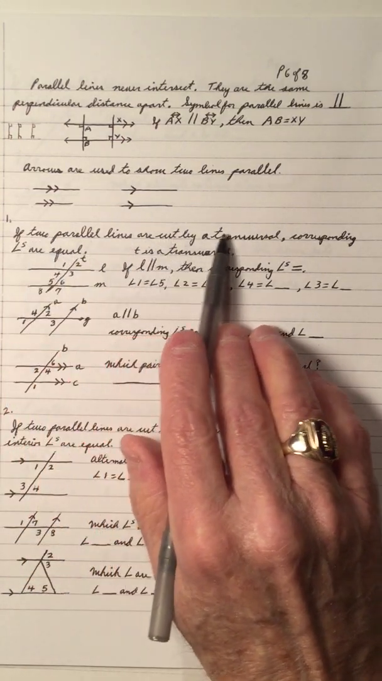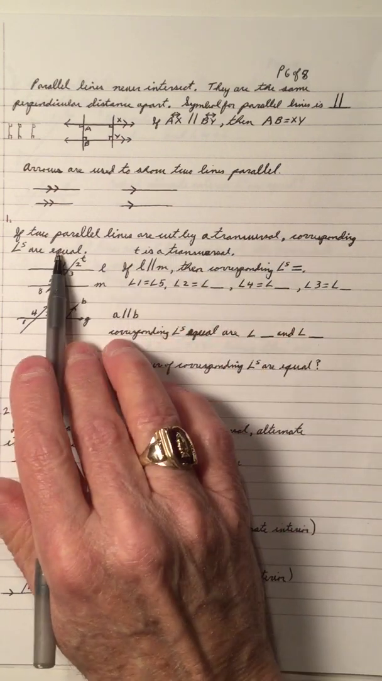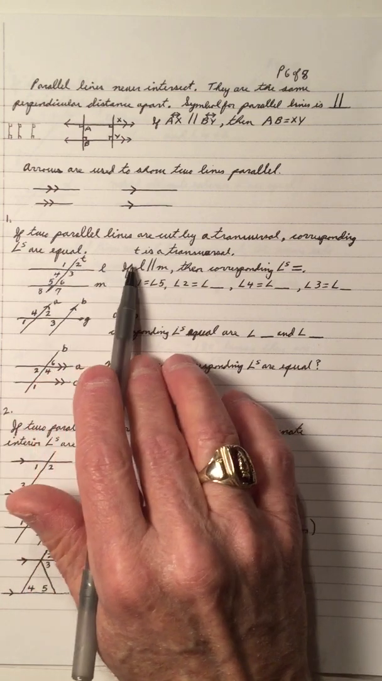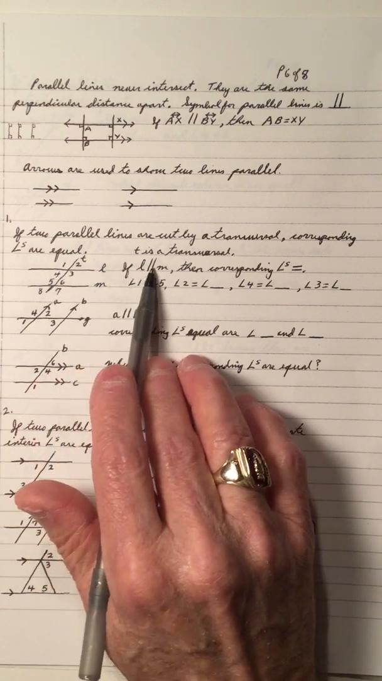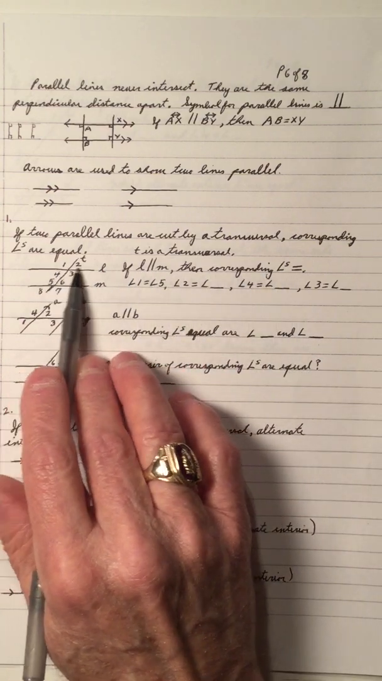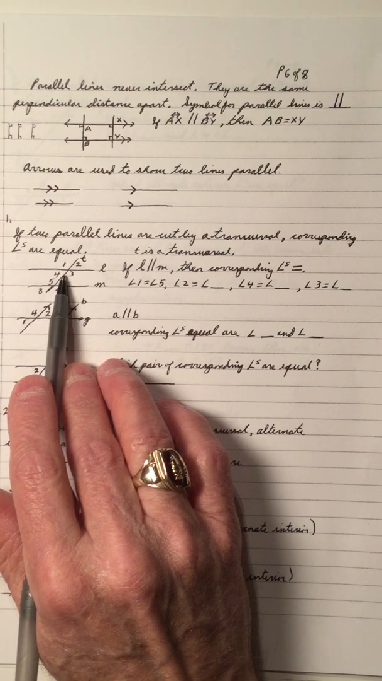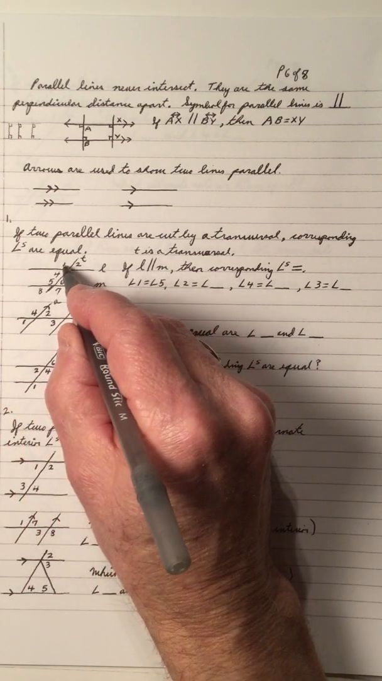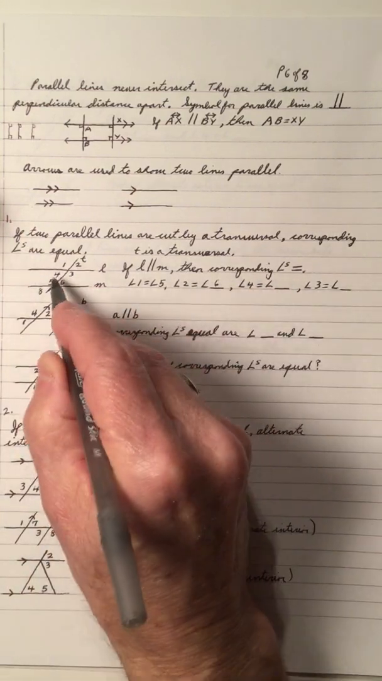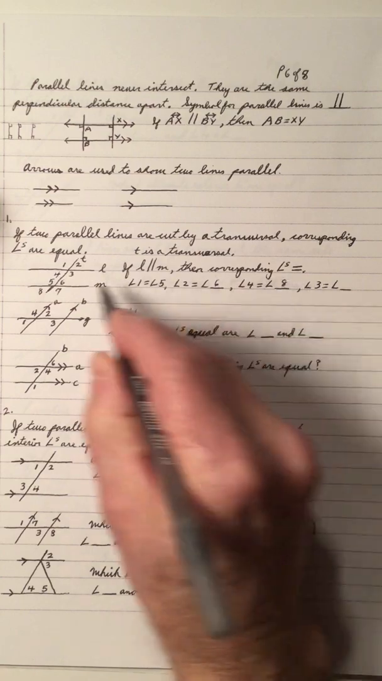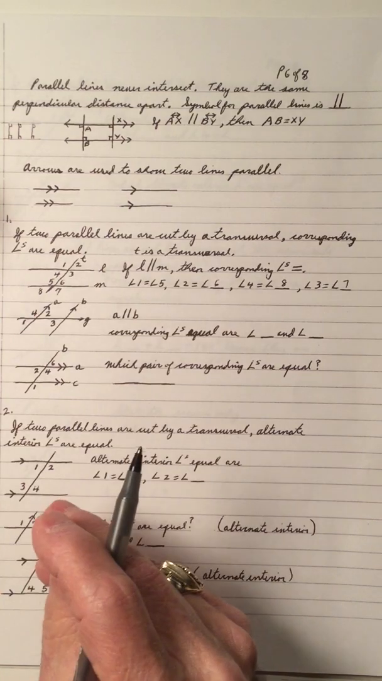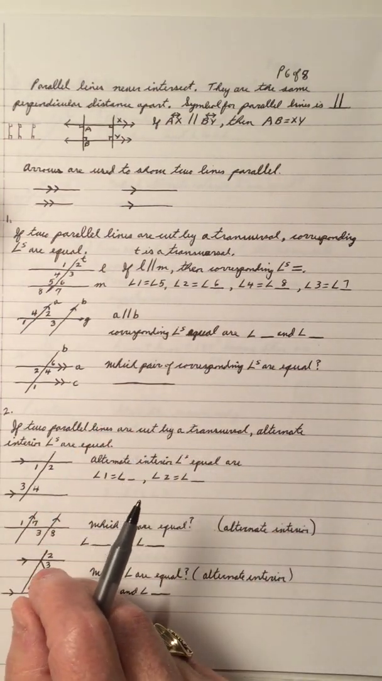If two parallel lines are cut by a transversal, the corresponding angles are equal. T is a transversal. So here we have the two lines. Notice I'm saying if L is parallel to M, as stated here, then the corresponding angles are equal. The corresponding angles are 1 and 5, 2 and 6, 4 and 8, 3 and 7. Notice corresponding angles are interior and exterior, and they're equal when the lines are parallel.